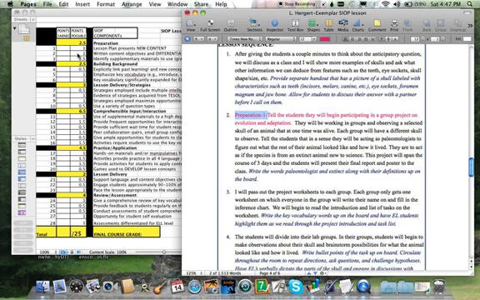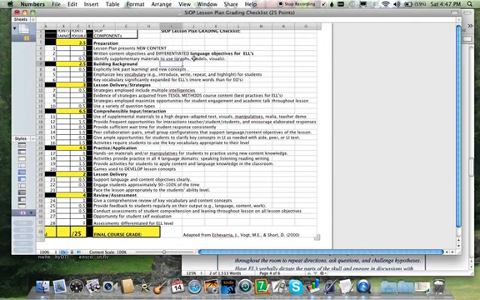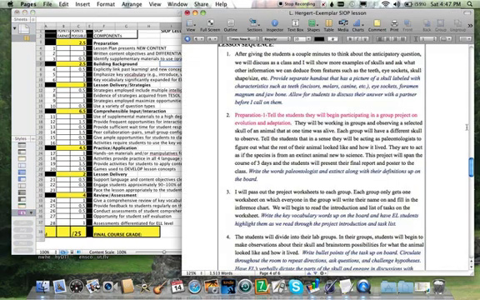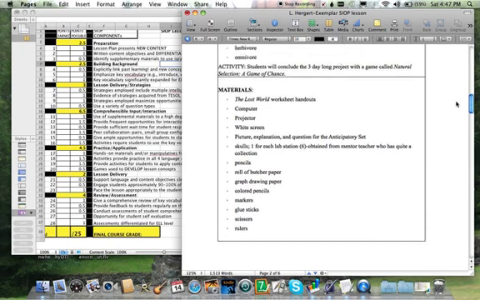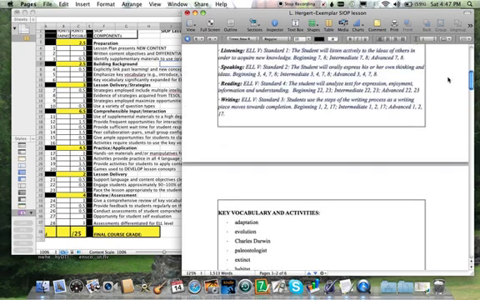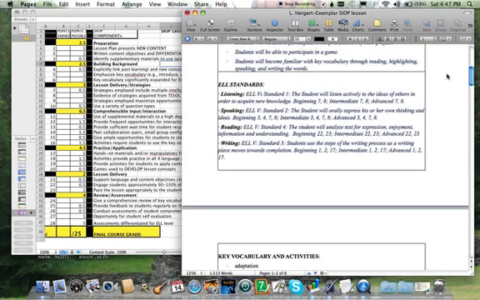So preparation 2, written content objectives, and what else? Differentiated language objectives for ELLs. Well, let me go back to that lesson and let's look at her language objectives. Where are those language objectives? I'm trying to scroll slowly so as not to make anyone sick. Here are the language objectives.